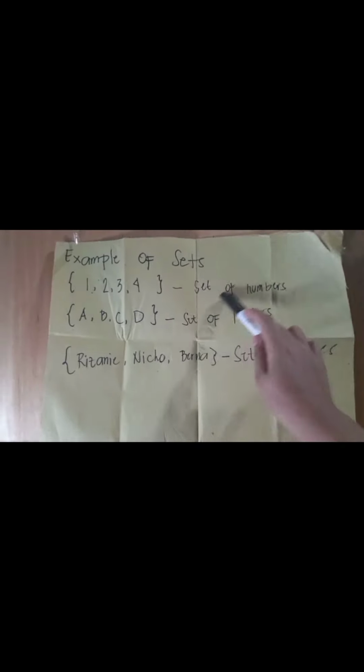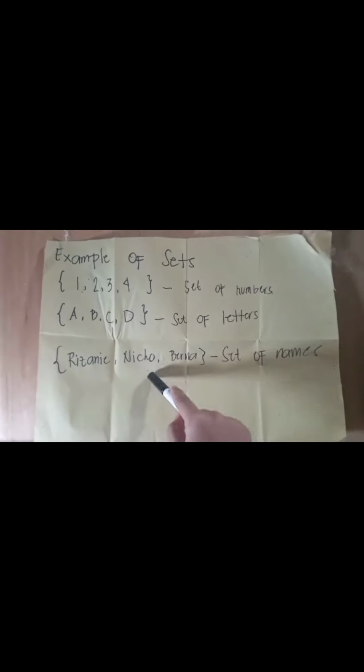So I have here the example of sets. A set of numbers 1, 2, 3, 4, a set of letters A, B, C, D, and a set of names Rizani, Nico, and Berna. So all of these are called sets because they are a combination of elements.